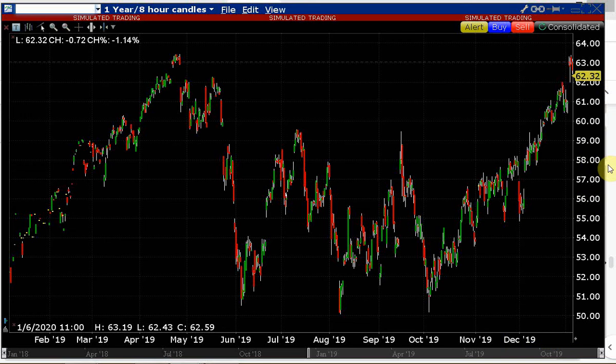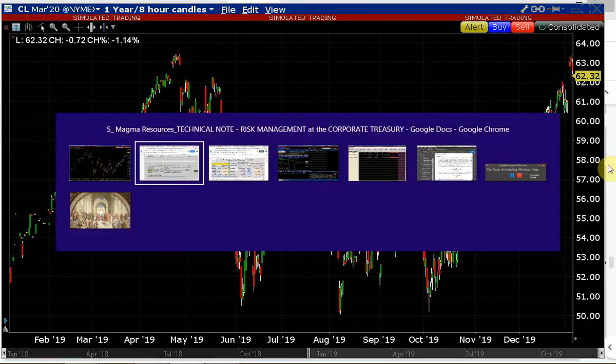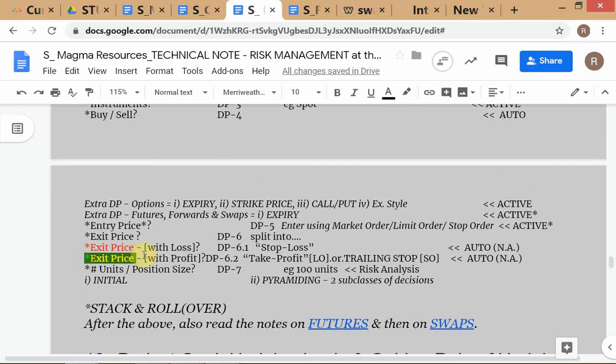So if you're managing a dynamic hedging program, then the same decisions about exit price with loss and exit price with profit all become active. But for our purposes, to simplify the scenarios, we are discussing it as a static hedging program. So the decision making is automatic, because once you hedge, you can't unhedge anymore. Right? This is clear, everyone?